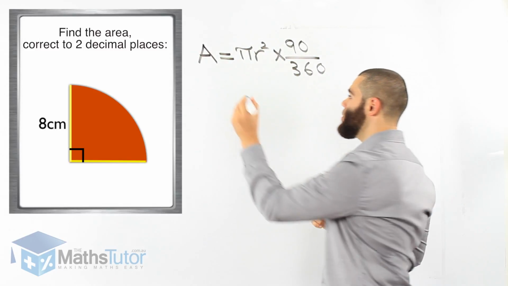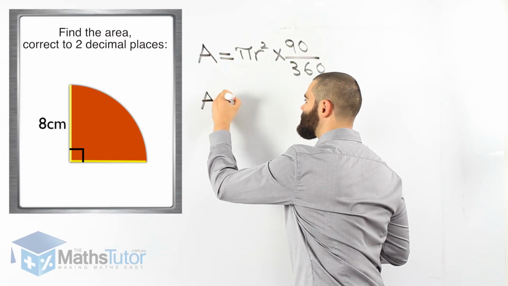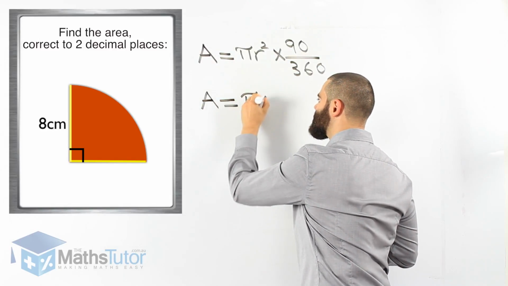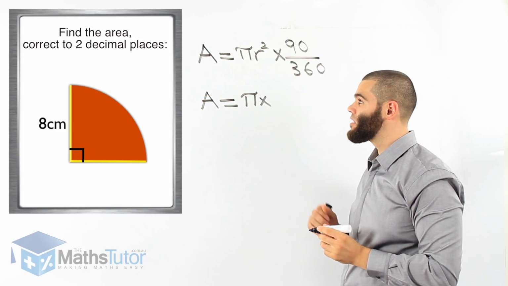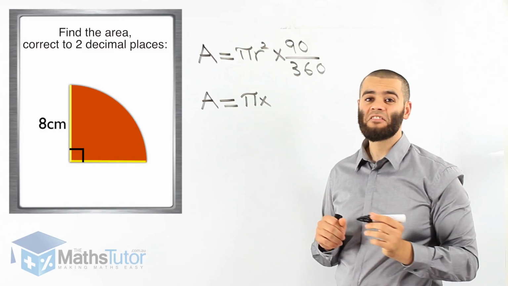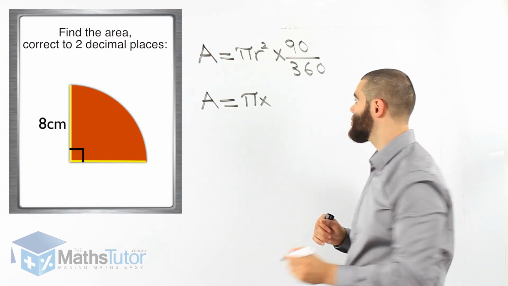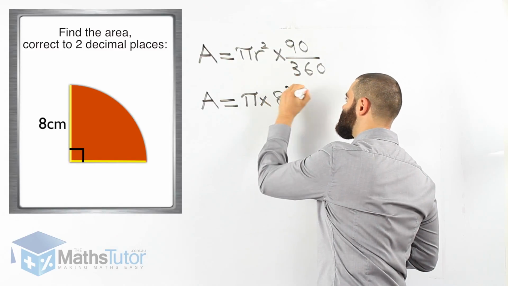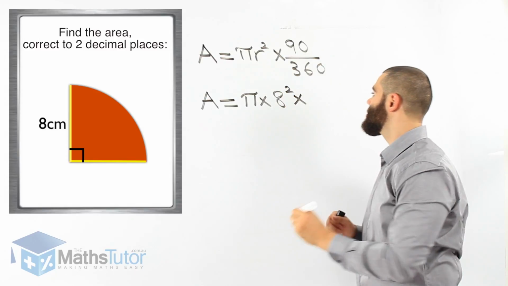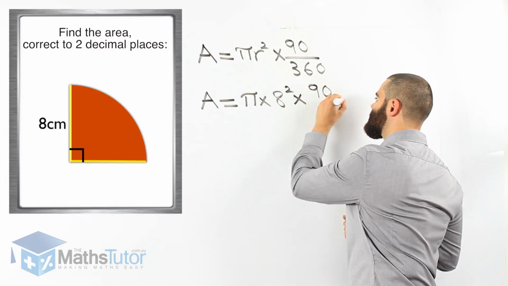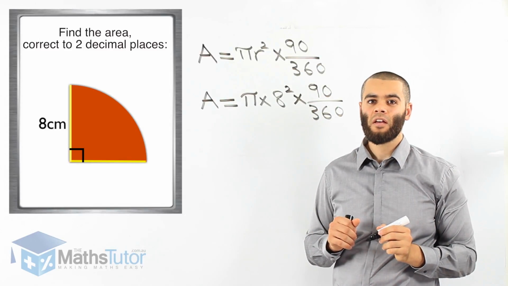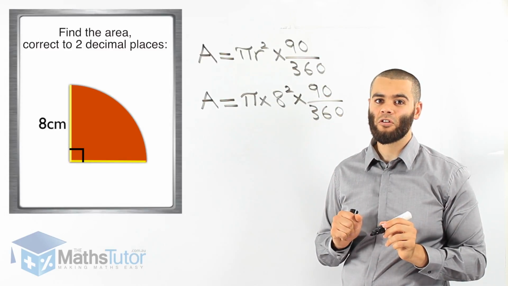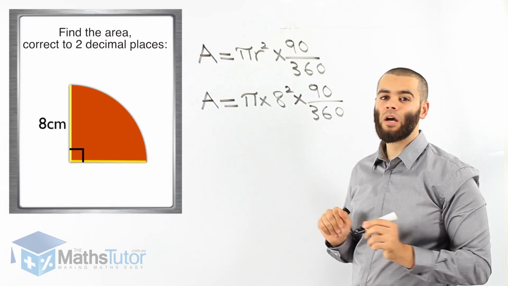We substitute our information. Pi times, what is the radius? The radius is 8. We can see it's marked in yellow there. 8 centimeters is the radius of this circle. 8 squared times 90 out of the 360. We only want 90 degrees out of the total 360 in the circle. This is the fraction that we are working out.